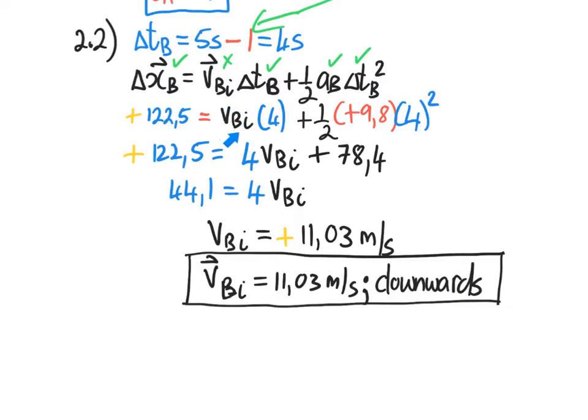vB initial we don't know. We now know that the time is not 5 seconds but 4 seconds. The acceleration is plus 9.8, and 4 squared gives us this equation here, which when taking 78.4 across, we get 44.1. Dividing by 4, we get that vB initial is 11.03 meters per second downwards.